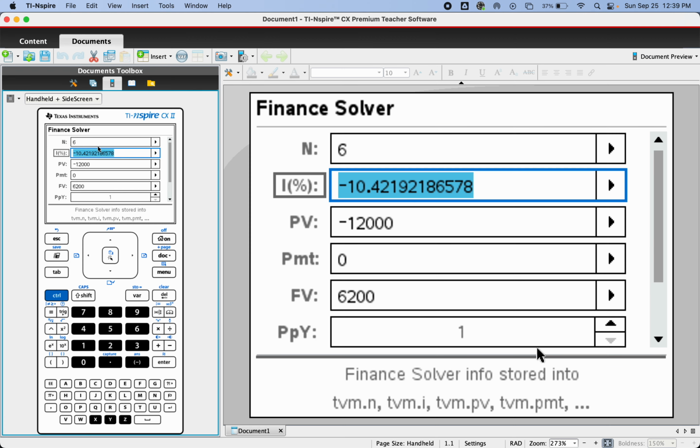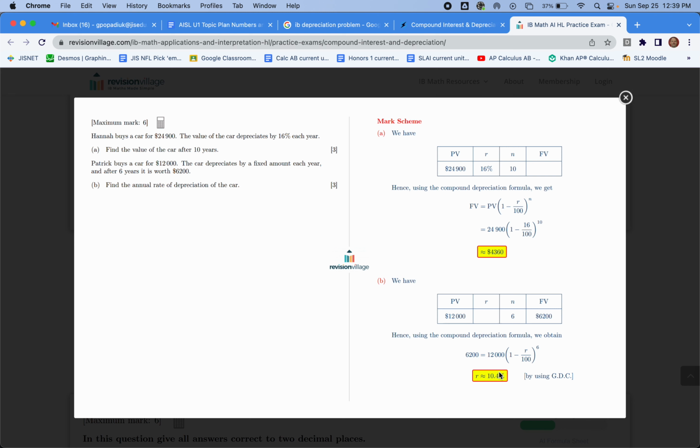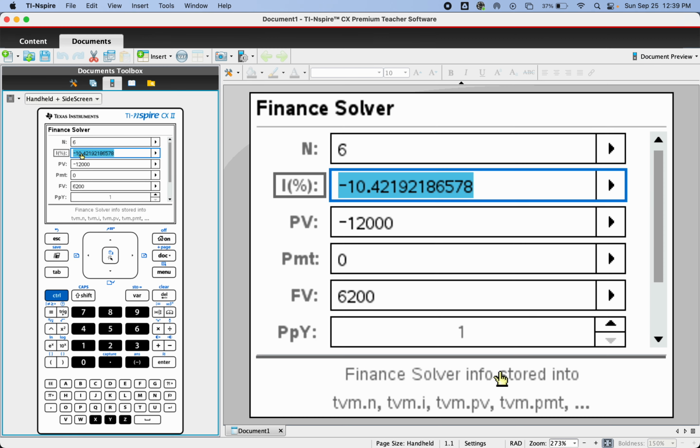If we're going to go to 3 sig figs, we would say this thing depreciates by 10.4% per year. There you go. So I hope that video was useful, and I will see you soon on another video.